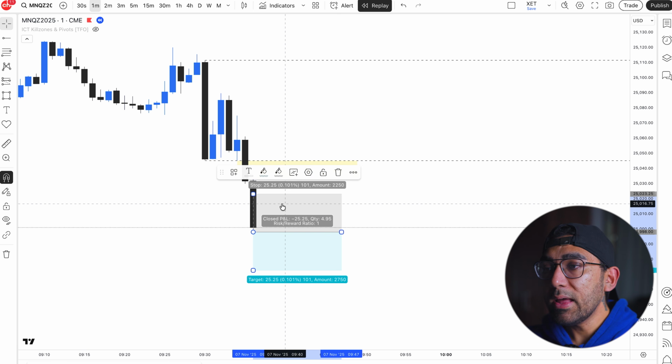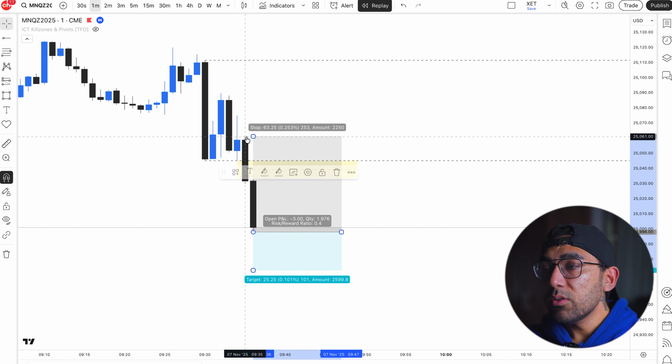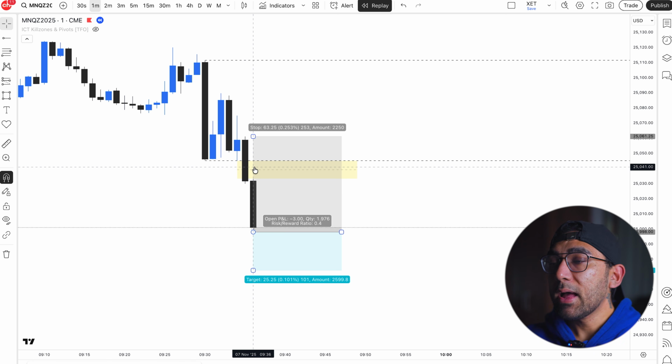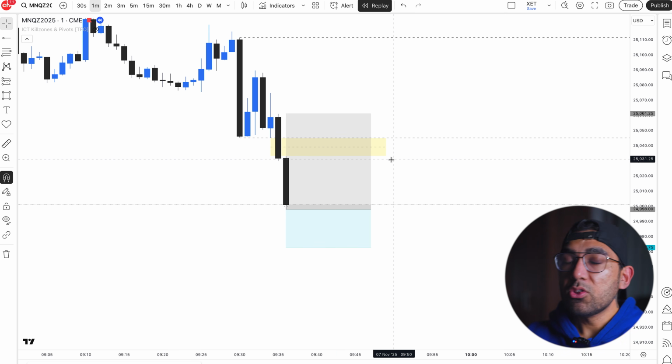And when we're going to go ahead and place our stop loss, all we're going to do is take it to the top of the fair value gap candle, which is right there. So a really simple rule. All you're going to do is place a stop at the top of the candle.